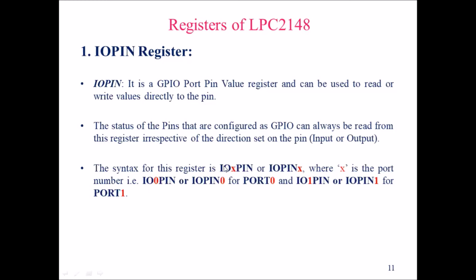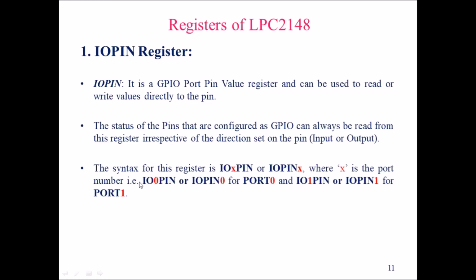IO, this is IO. IO stands for input output. X pin, or you can also represent this instruction as IO pin X. You can represent the X between IO and pin, or at last after IO pin. So let's see what this X means. Where X is the port number.